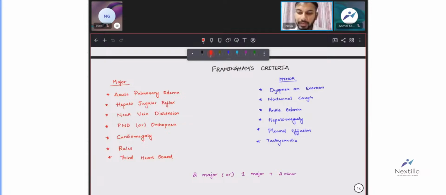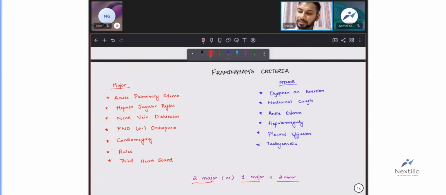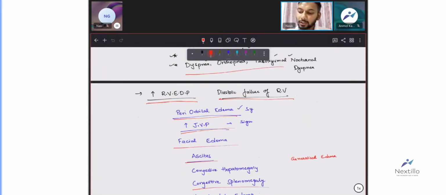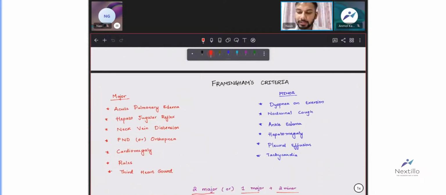So Framingham's criteria is for the diagnosis of heart failure, based on the symptoms. What the Framingham told us is you need either two major criteria or one major plus two minor criteria. If we study the symptoms like this directly, it becomes a little difficult to remember all of them. That is why we've done the pathophysiology and seen the symptoms. Now we'll try to understand each and every symptom.